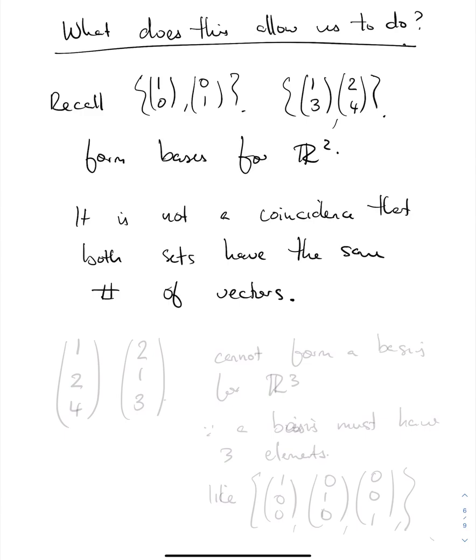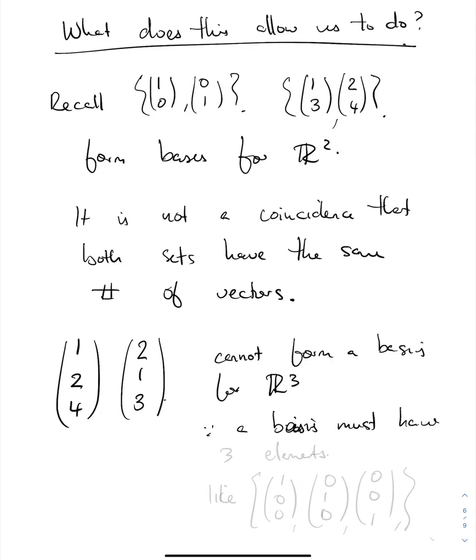And so we can turn to something like this, (2, 4, 1), (2, 4, 2), (1, 3), and just by eyeballing it, we can say that these cannot form a basis for R3, because a basis must have 3 elements, like every other basis, like the one that we're familiar with.